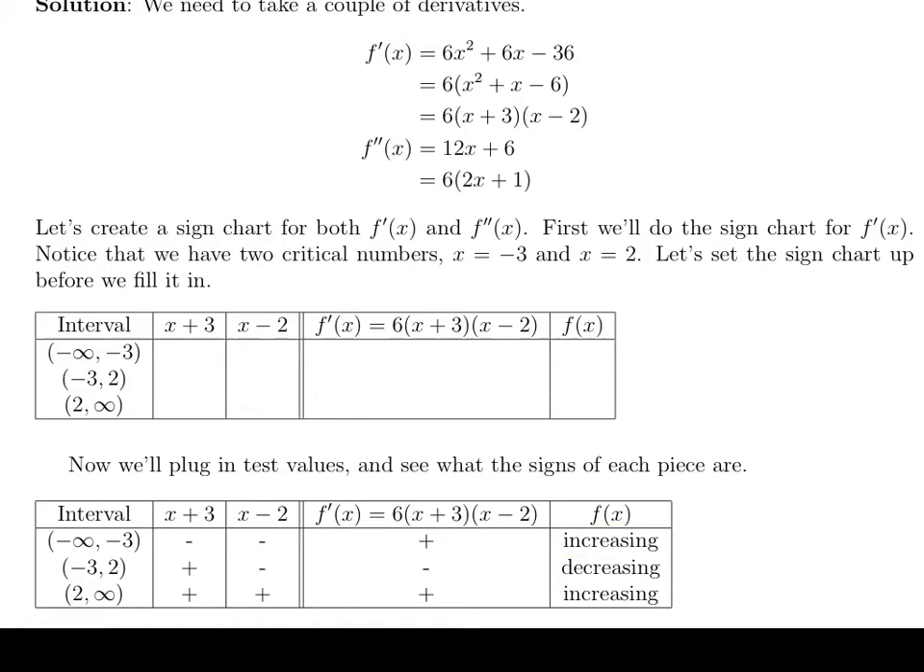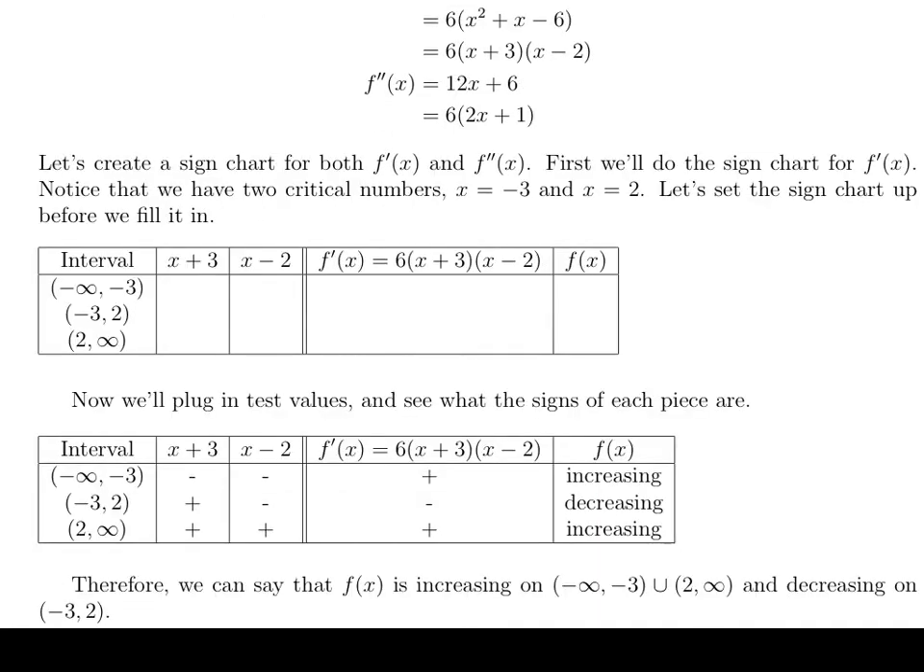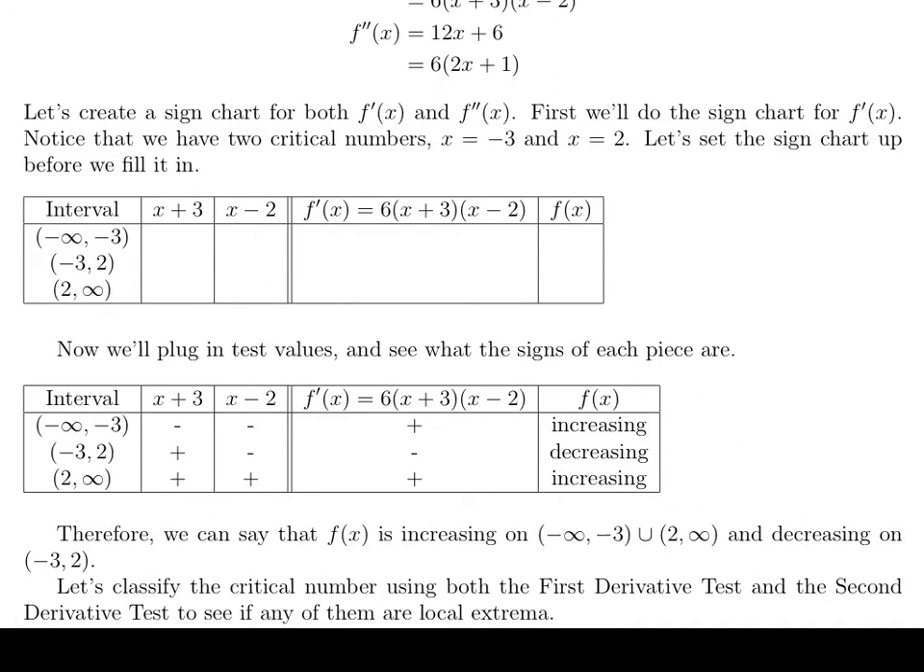And now that we have the table, we can talk about increasing and decreasing. So this tells us that the function is increasing on the interval from minus infinity to negative 3, and also from 2 to infinity. And then it's decreasing on the interval from negative 3 to 2. Okay, now we want to classify these critical numbers using the first derivative test and the second derivative test, just to show how they both work. And we're going to see if any of them are local extrema.